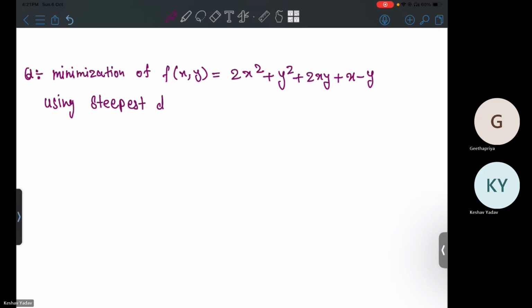the steepest descent method. Okay, this method we want to use, and here our initial guess is x equal to 0, y equal to 0.